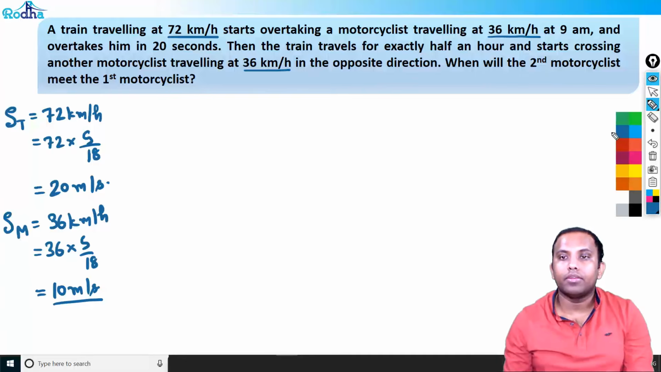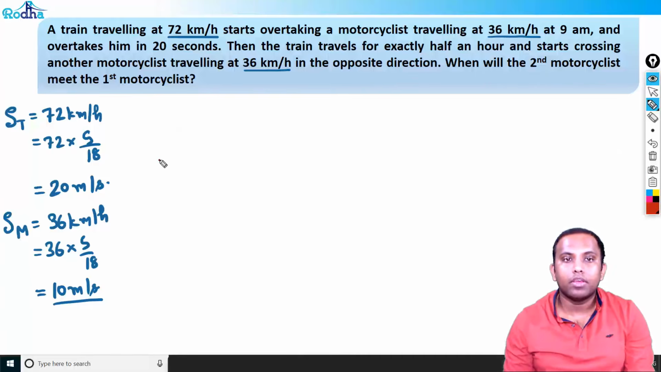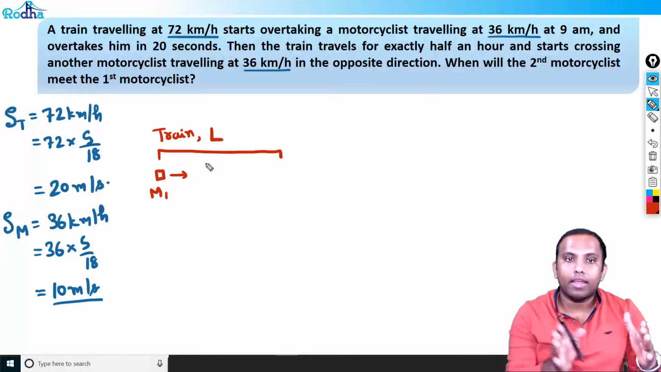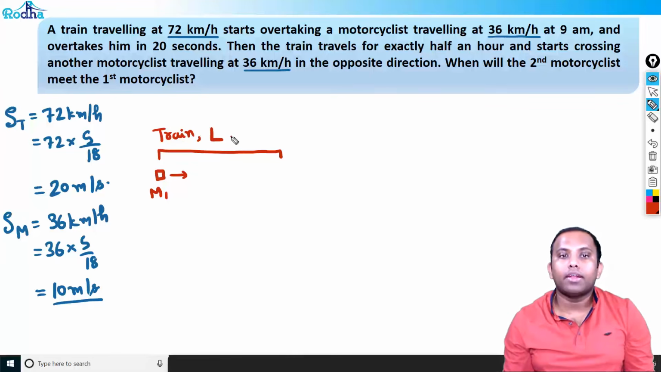Now see the situation here. Suppose this is a train, and when the train overtakes a motorcyclist, suppose this is a bike. This is motorcyclist M1 traveling like this, and the train is also traveling like this. I don't know the length of the train now, so let the length of the train be L. It overtakes the motorcyclist completely in 20 seconds, right? That means the train has now overtaken the motorcycle, in 20 seconds. So what is the length of the train?